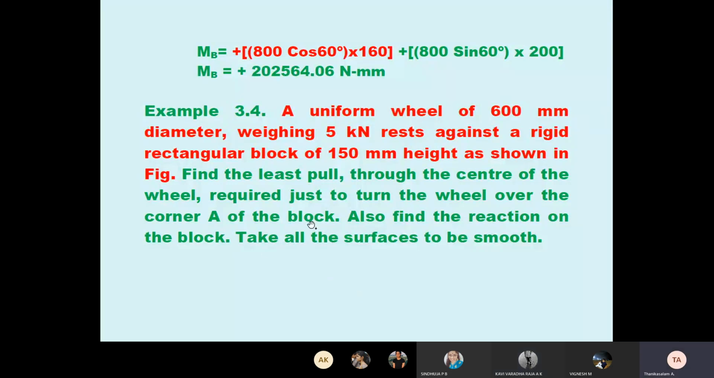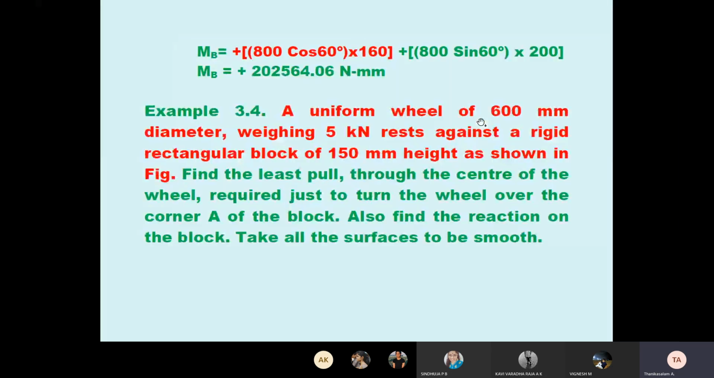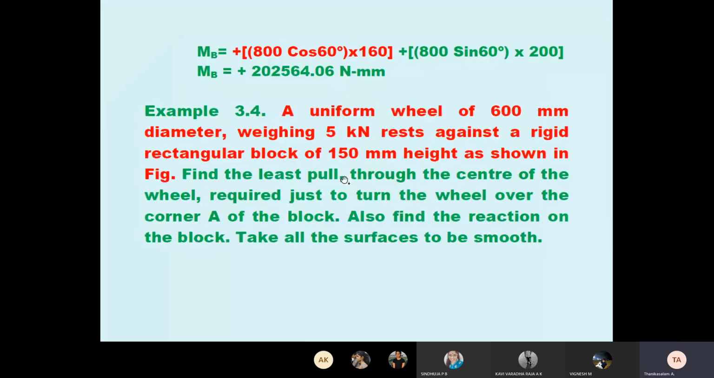Okay. So in the question, the given diagram, see here: a uniform wheel, 600 mm diameter. The weight is 5 kilonewton. It is resting against a rigid rectangular block of height 150 mm. Okay. Now see the question: find the least pull through the center of the wheel.